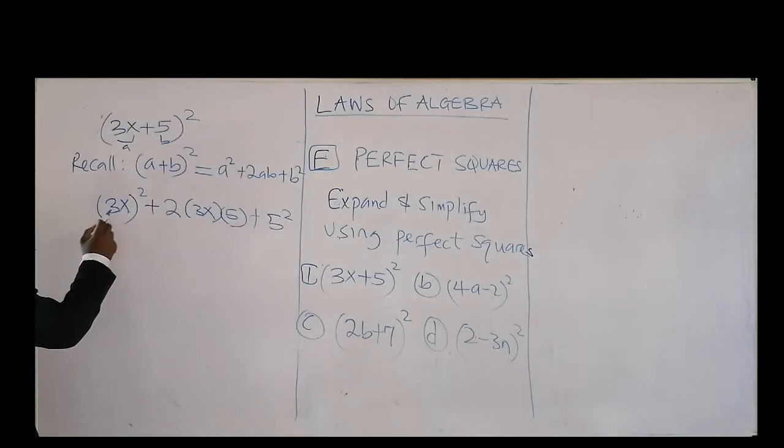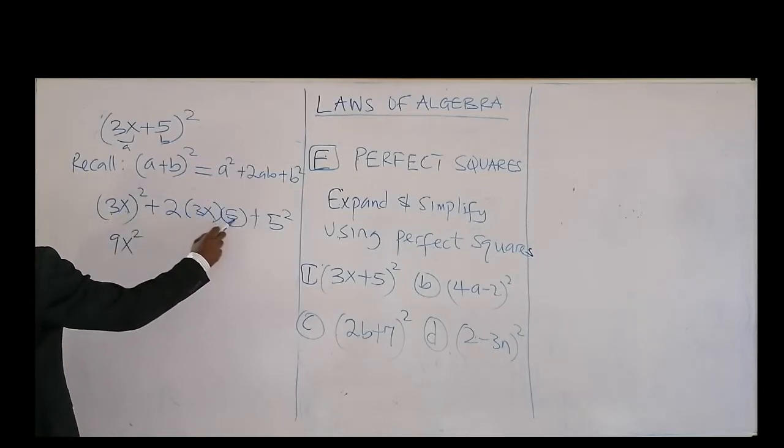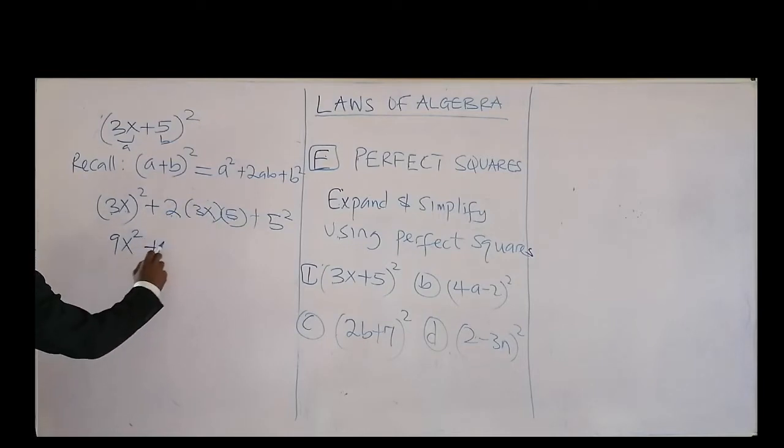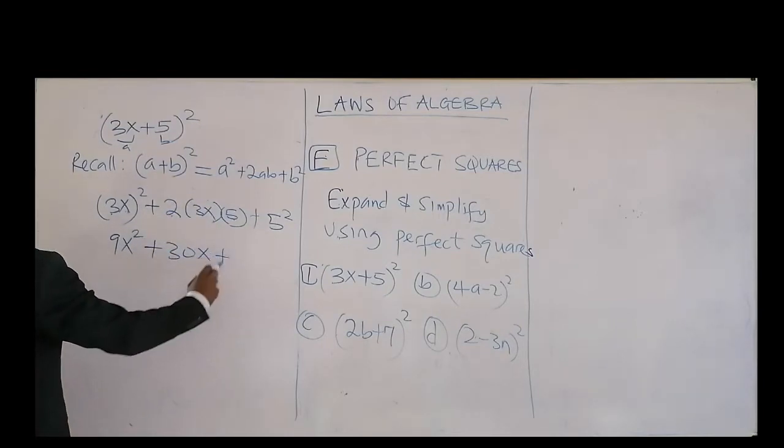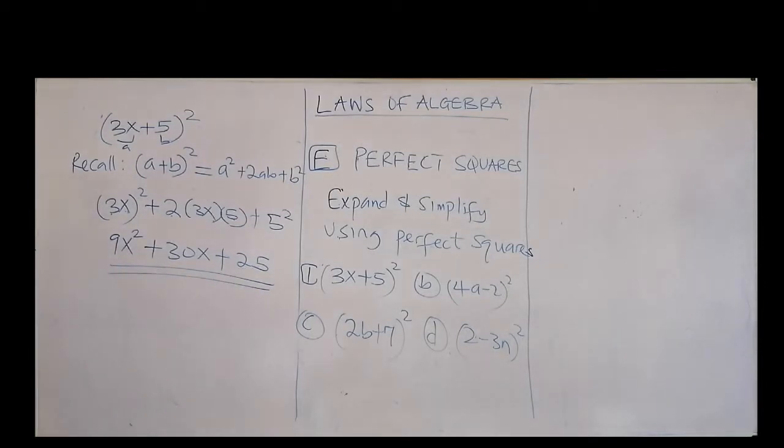And this will be what? 3 squared is 9, and then x squared. We have 3 times 5, that's 15, times 2, that's 30, and then plus 25. So that finishes question 1.